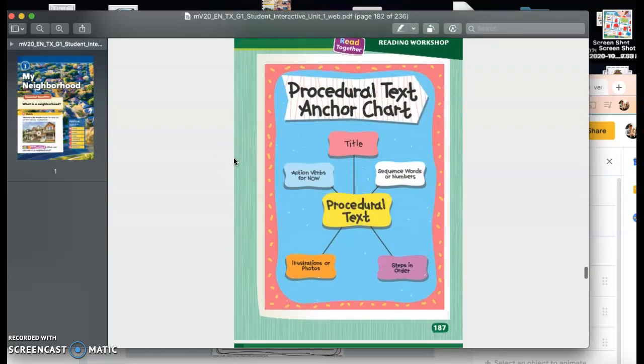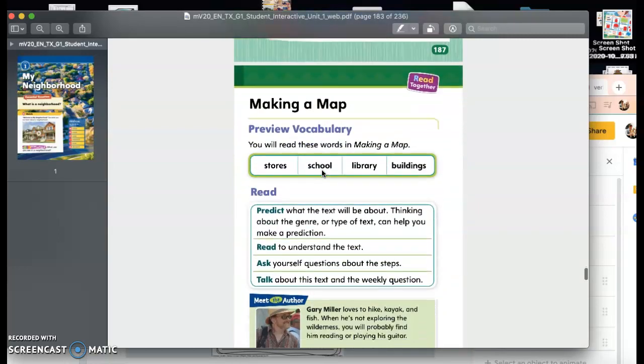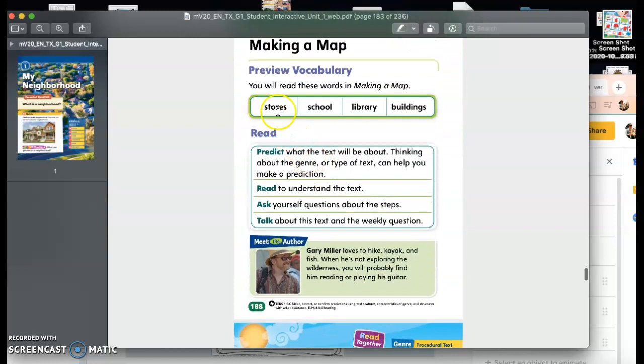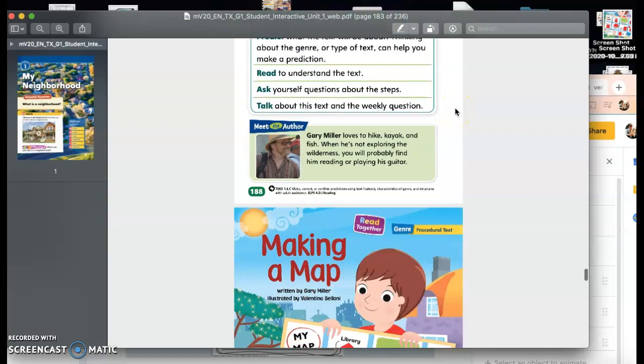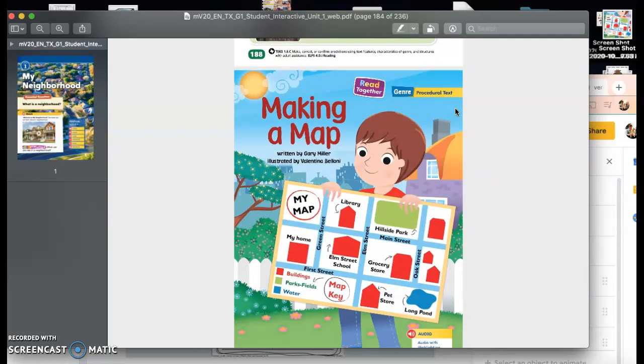And here is our anchor chart for procedural text. It is kind of like a little bubble map. So we've got procedural text here, and it has the title, sequence words like first, second, third, fourth, fifth, steps in order, illustrations or photos, and action verbs. And here are our vocabulary words. We talked about these: stores, school, library, and buildings. Good. Let's go and take a look.